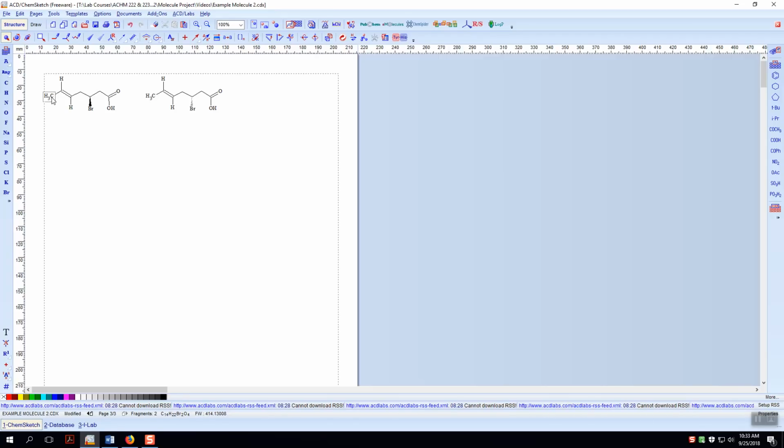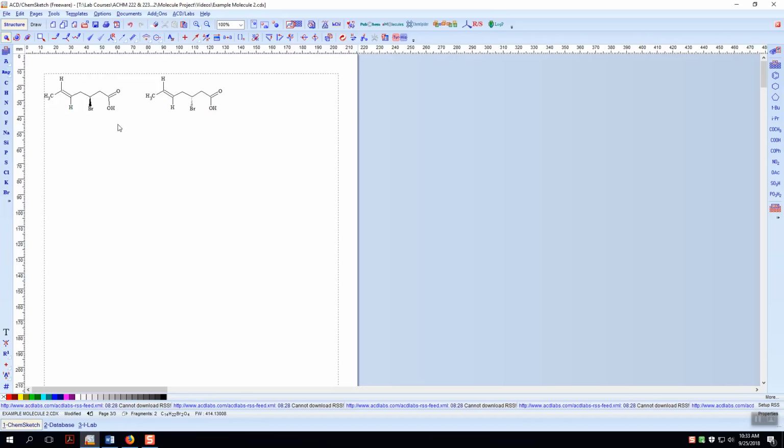Notice that they're still in the E configuration. The methyl group and the large carbon containing group are still opposite of each other, but I have my bromine here sticking out at me and here sticking away from me. So these are 2 different stereoisomers.